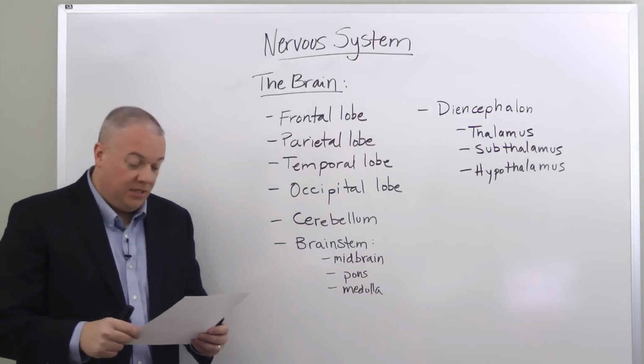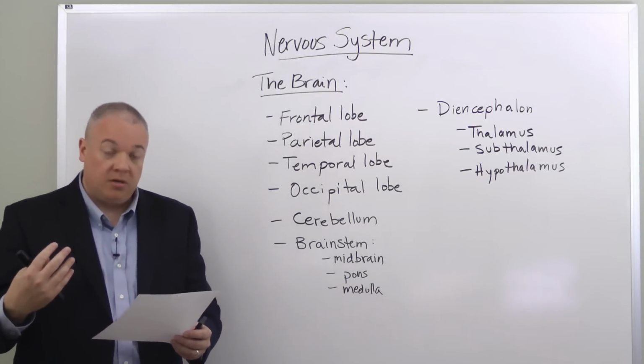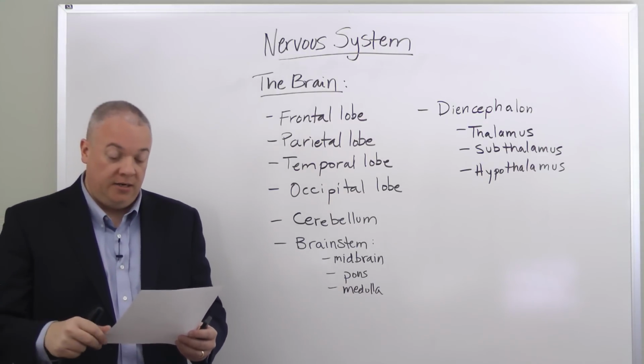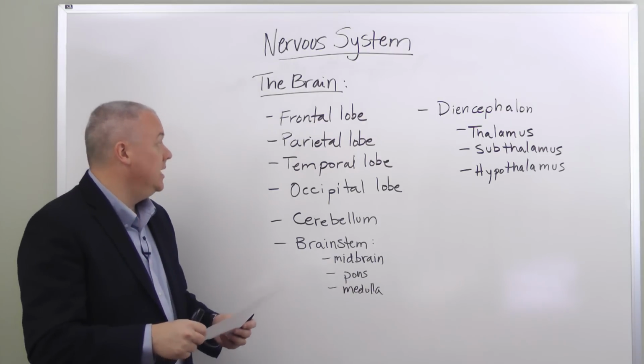The brainstem governs our breathing, our respiration, our hearts, our cardiac center, and all the nerve pathways to the brain come through the brain stem.